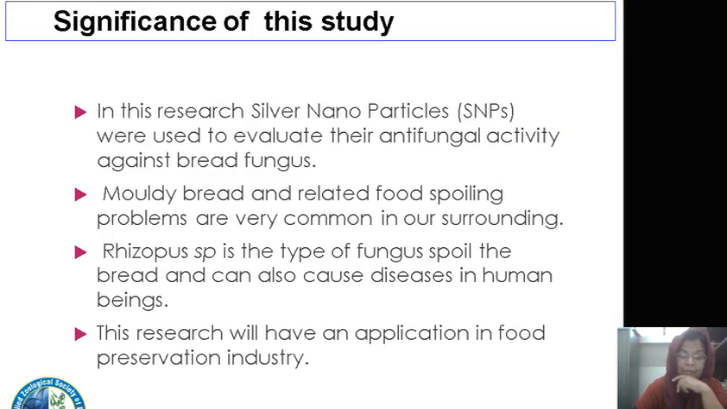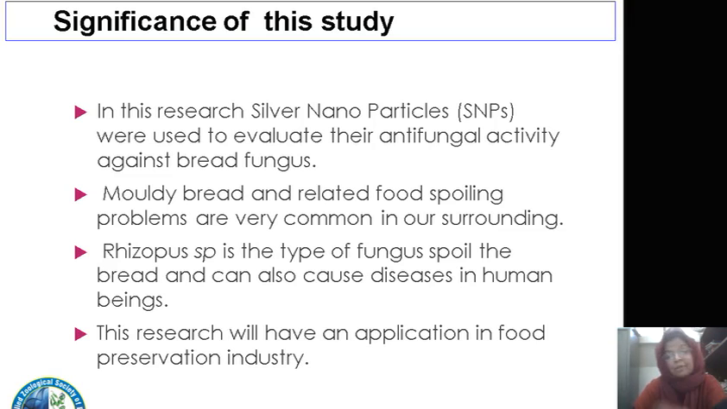My MPhil student Bilqees Fatima has worked on this recently. She finished it. That work is not published yet, so we are looking for a very good journal to publish this work. We prepared silver nanoparticles in our lab, and with the help of a microbiologist, Dr. Imran, we were able to grow the pure culture of bread fungus in our lab as well. And then we estimated the antifungal activity of our silver nanoparticles on this bread fungus.